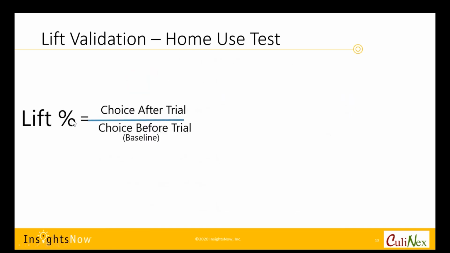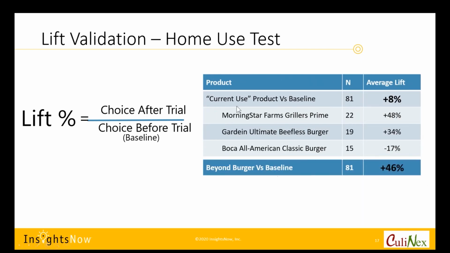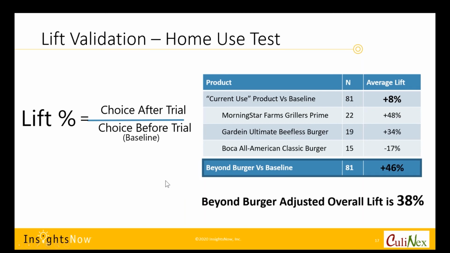So lift is really basically looking at baselines of choice and comparing it before versus after trial. And you find that, as an example in the plant-based burger category, if you look at the average of what people's normal products are, when they look at the lift you get after trying your regular products, it's only about 8% lift, whereas, for instance, Beyond Burger, after they try the product, it increases by 46% lift, which is a tremendous amount, which shows that this is a very disruptive product in the marketplace, disrupting this disruptive category.